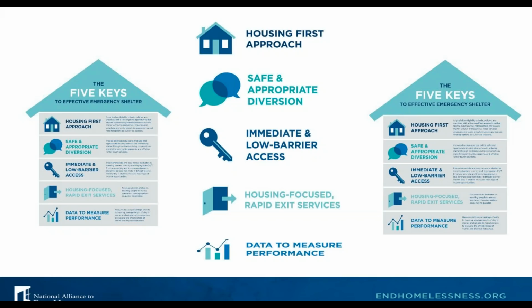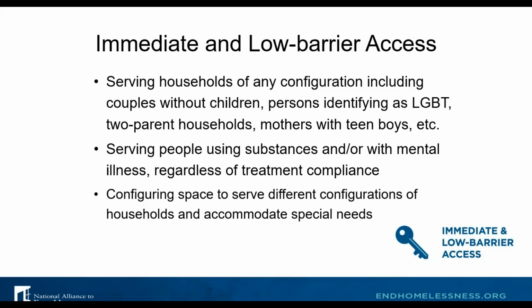Where we're going to spend most of our time today is on the topic of immediate and low barrier access. What that means for our context today is that a shelter can serve households of any configuration. This includes couples without children. It includes persons who identify as LGBTQ. It includes 2-parent households. It includes mothers with teen boys. It includes a variety of additional configurations of households. We want to make sure that shelter is accessible to anybody who needs it, no matter what their household looks like.